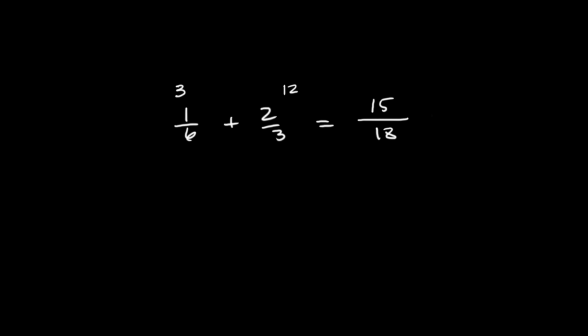Okay, but notice that you get 15/18, right? So that 15/18 can be simplified. This 15 is really 3 times 5, okay? And this 18 is really 3 times 6. So the 3's cancel, and you're left with 5/6.